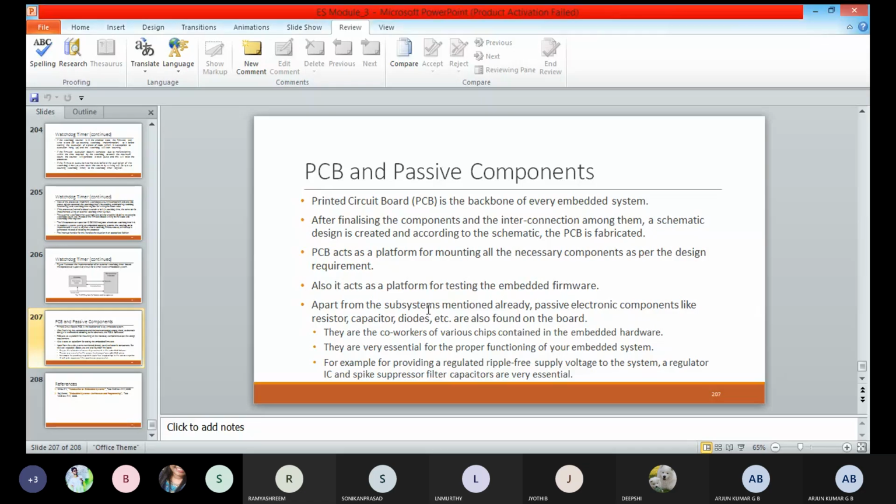See, in every embedded system there are passive components along with the PCB, the printed circuit board. The PCB board will be there, and the passive components will also be there. The PCB is the backbone, and this is very important. It is the backbone of your embedded system. For every embedded system, the PCB will be there.